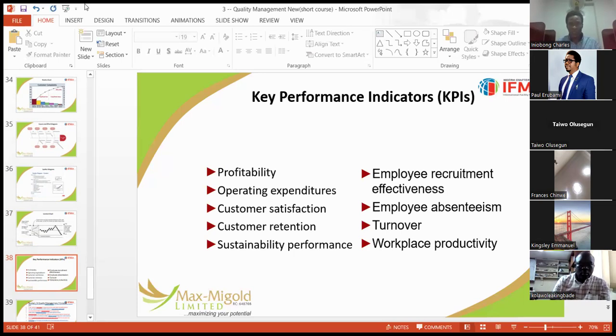Key performance indicators. We have profitability as a key performance indicator.